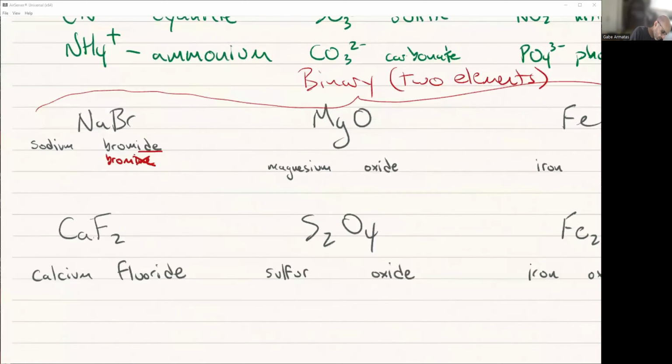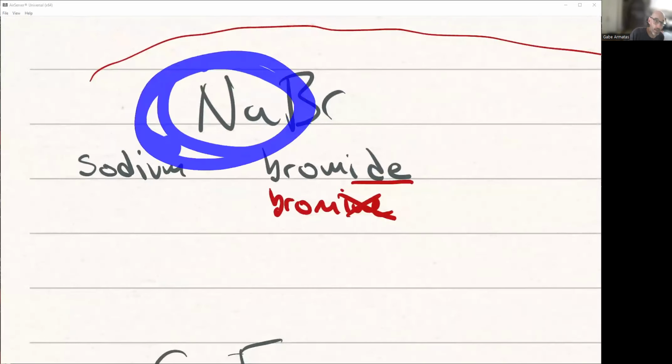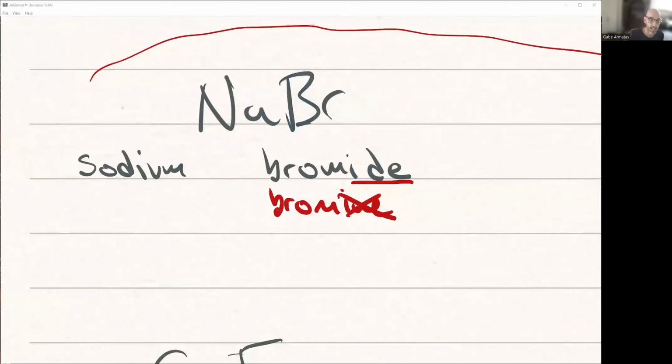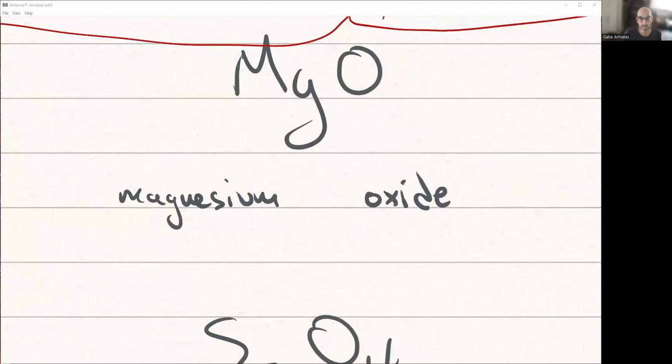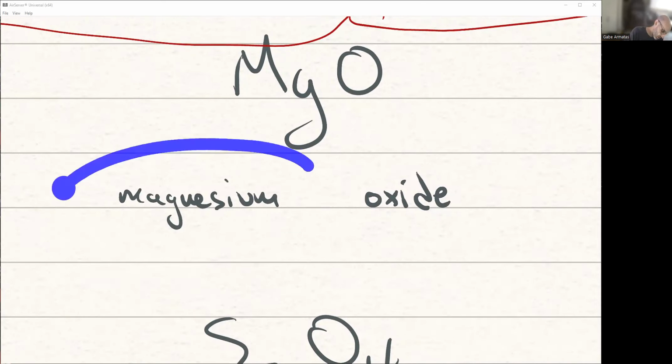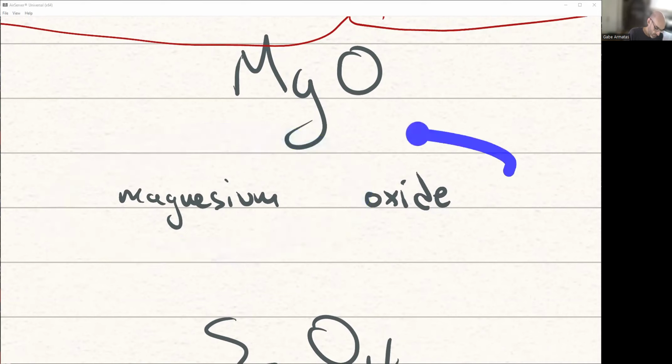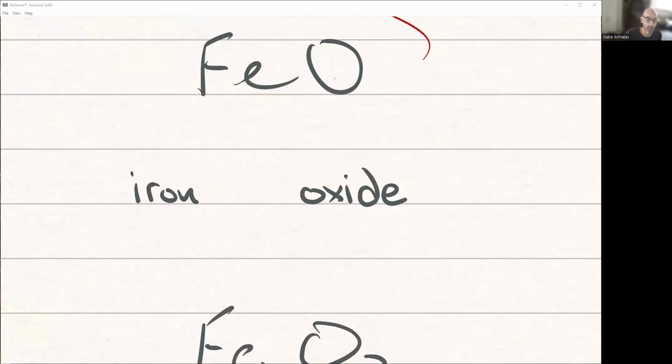So looking at this first one here, sodium, is that a metal? Yes, sodium is a metal. Is it fixed? Is it in group 1? Is it in group 2? Is it aluminum, gallium, zinc, cadmium, or silver in that little staircase? It's in group 1. So this name is done. This is simply sodium bromide. Next up, magnesium oxide. Is magnesium in group 1, 2, or the staircase? It's in group 2. It has a fixed charge as well. So the name of MgO is simply magnesium oxide. Okay, done with that.